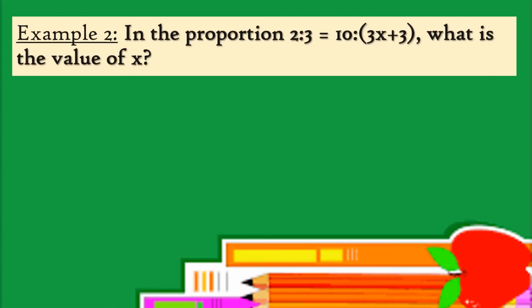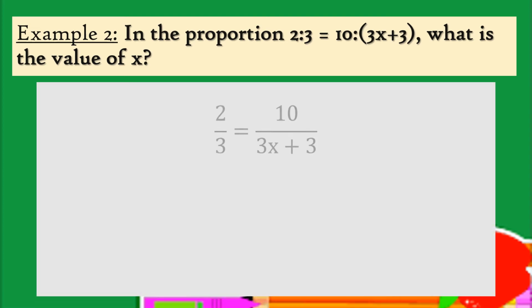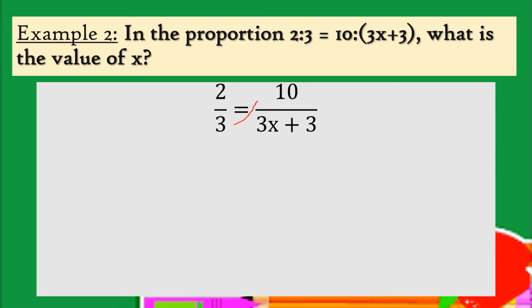For our second example, in the proportion 2:3 is equal to 10:3x plus 3, what is the value of x? For our first step, again, we will write it into fractional form. So we have 2/3 is equal to 10/(3x plus 3). Then, we will apply the cross multiplication. We will distribute 2 to 3x plus 3, and 3 will be multiplied to 10. So we have 2 times (3x plus 3) is equal to 3 times 10.